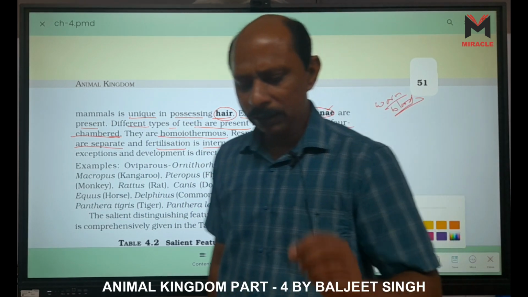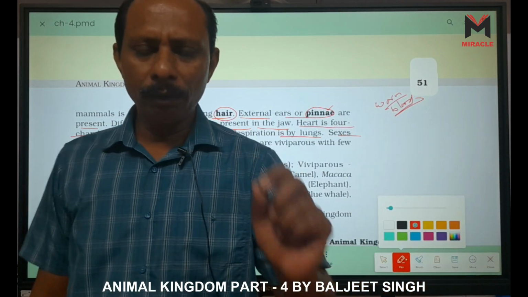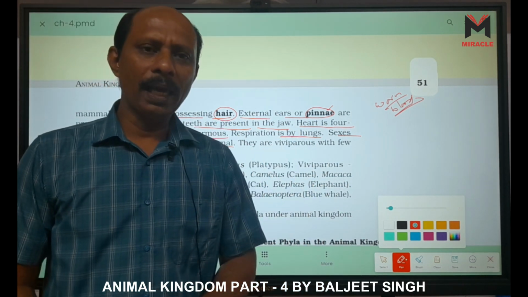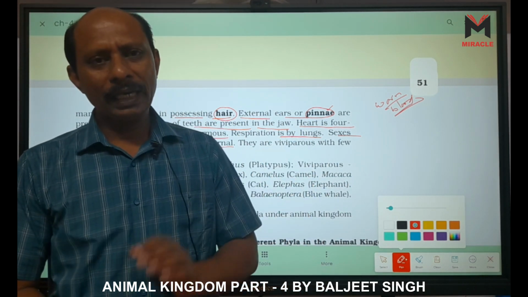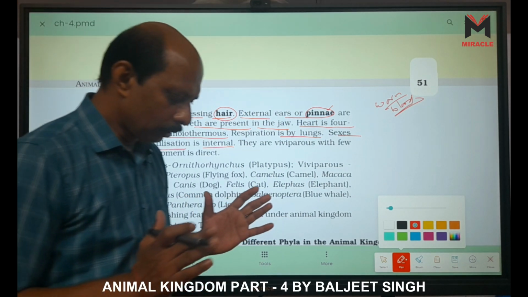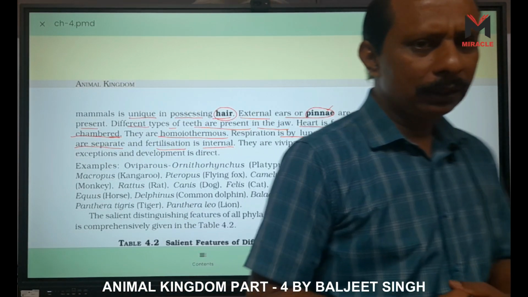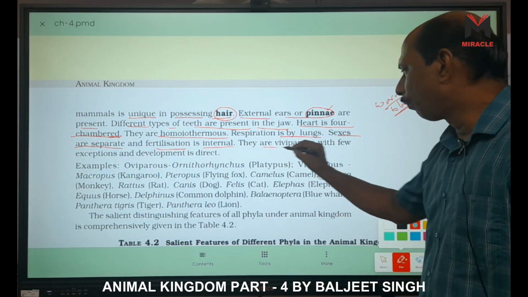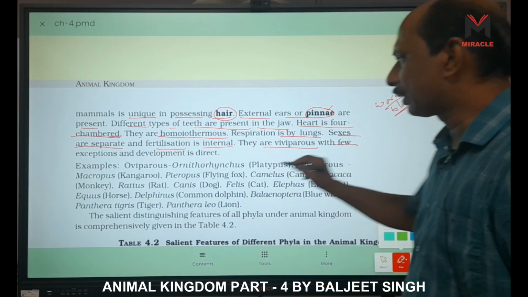And development, some, except some development is internal. Except some. Except means which one? Except prototherians, because prototherians are oviparous, and the others, like metatherians and eutherians, are viviparous. So they are viviparous with few exceptions.